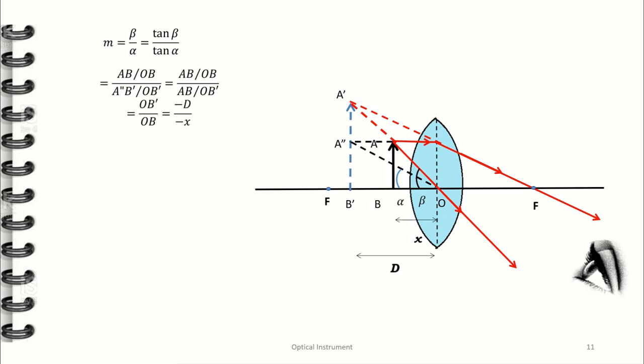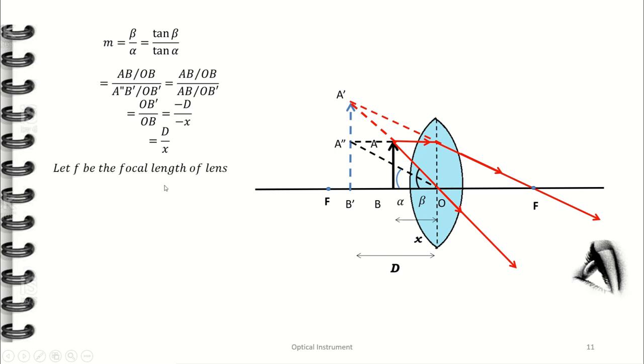OB dash upon OB equals minus d upon minus x. As you can see, OB dash is the distance of the image, which according to the sign convention would be minus d, and OB is the distance of the object, which again according to the sign convention would be minus x. Therefore, m will be equal to d upon x.